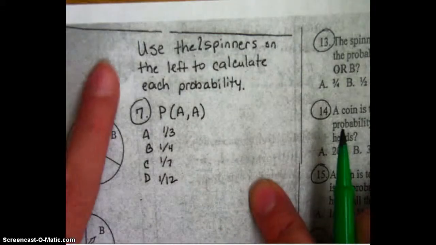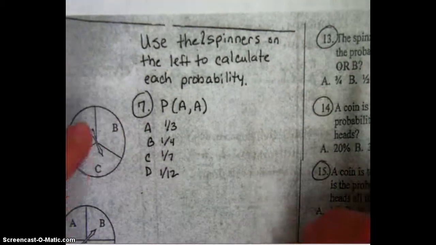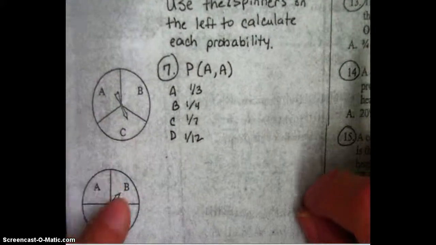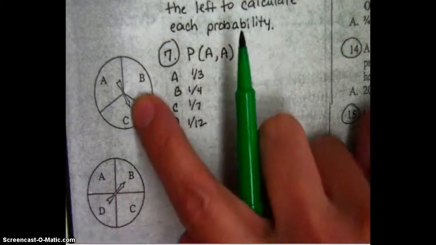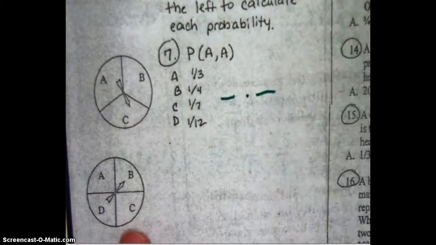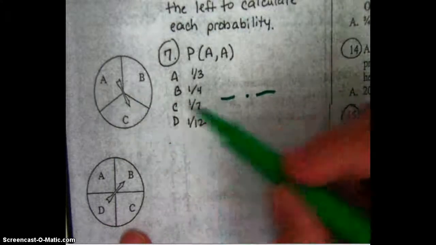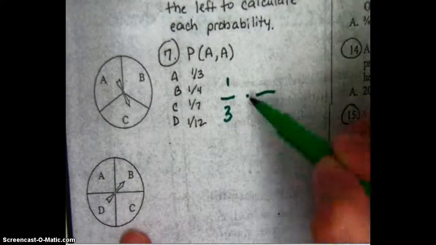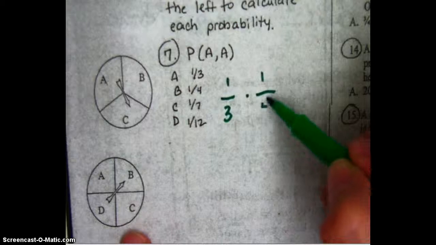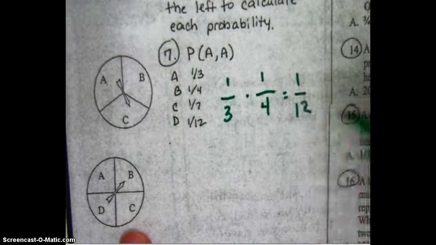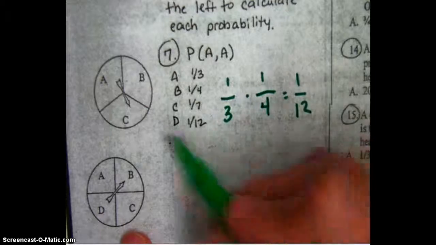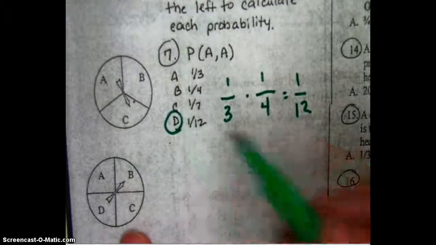Number 7. Number 7 says use the 2 spinners on the left to calculate each probability. So we're going to use these 2 spinners here. What's the probability of spinning an A and an A? So we're going to spin an A on this one and an A on this one. Since we're doing 2 things, we need 2 fractions. The probability of spinning an A on this one is 1 out of 3. And the probability of spinning an A on this one is 1 out of 4. So 1 times 1 is 1. 3 times 4 is 12. So you have a 1 in 12 chance of spinning an A on this one and an A on this one.